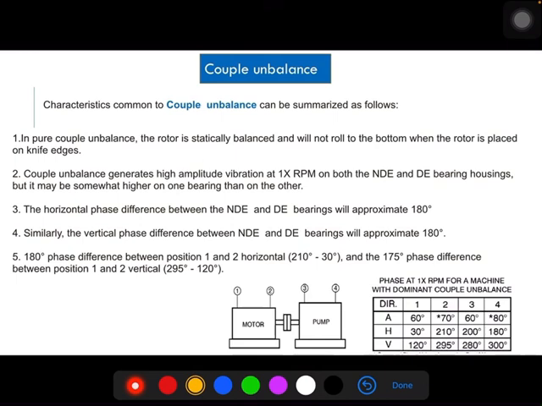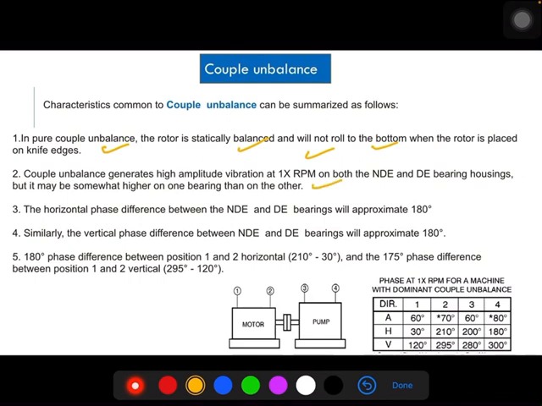In case of pure couple unbalance, the rotor is statically balanced but will not roll to the bottom when the rotor is placed on the knife edges. Couple unbalance generates high amplitude vibration at 1 into RPM on DE and NDE bearings, and it may be somewhat higher at one bearing than the other based on the stiffness.